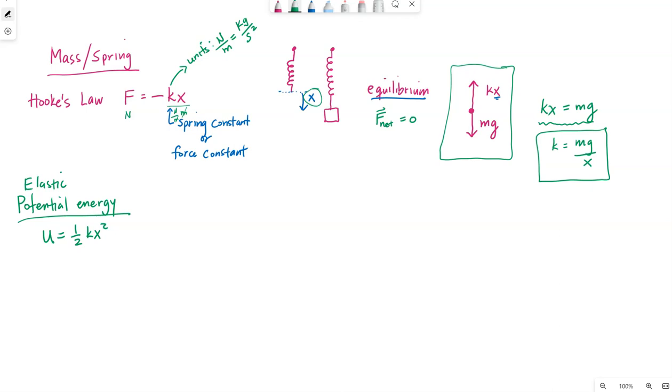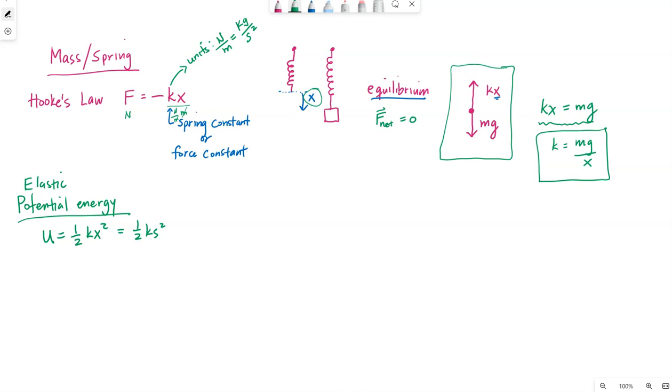Now in the text notes, you're going to also see this as 1/2 ks squared, because our author used s to represent a generic direction, whether we're stretching in the y direction or the x direction. It is common to see it as x as well.